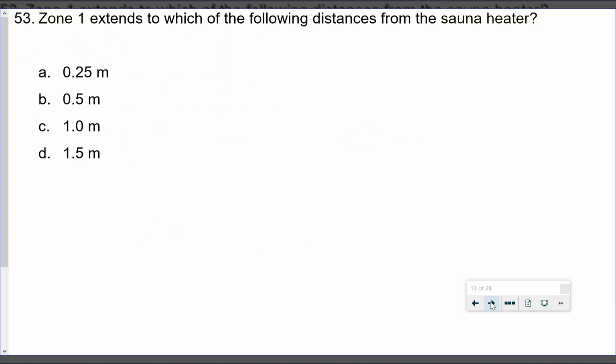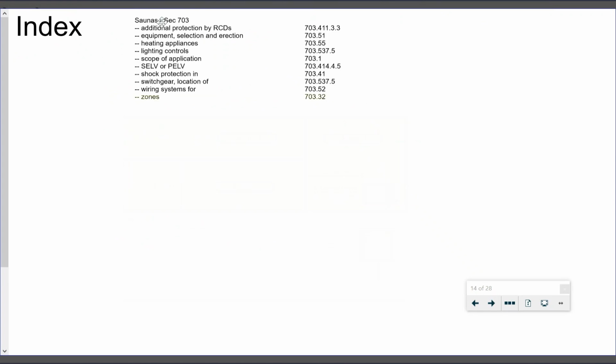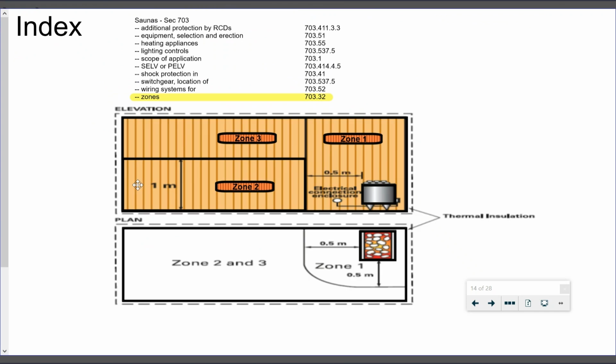Question 53. Zone 1 extends to which of the following distances from the sauna heater? So we're looking at sauna heaters and we're looking at zones in sauna heaters. So we'll go into the index, go to saunas, and you'll see down at the bottom of saunas we have zones, and it tells us to go and look at 703.32. And in 703.32, as soon as you open up the book at section 703, rooms containing sauna heaters, you will see this figure here, and you'll see the half a metre clearance for zone 1 from the edge of the sauna heater. That's the only thing that's allowed in zone 1, the sauna heater itself.